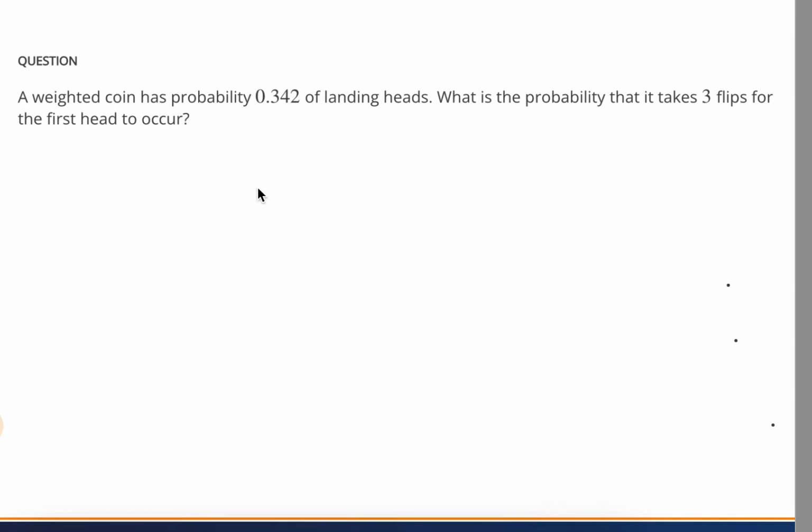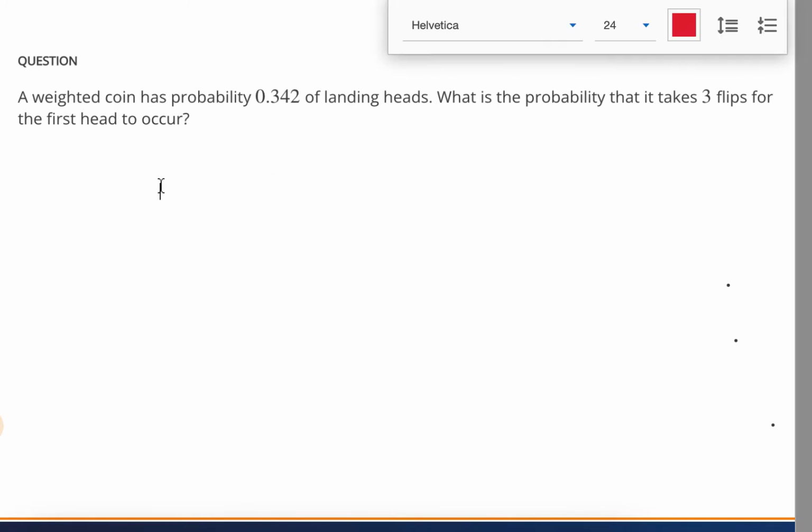0.342 of landing heads. What is the probability it takes 3 flips for the first heads to occur? So in other words, if we write out those options, it means tails, tails, heads, right? It takes 3 flips for the first head to occur. That means it happens on the third one. So this is actually geometric, but you could use the binomial formula too. It should come out to be the same thing.